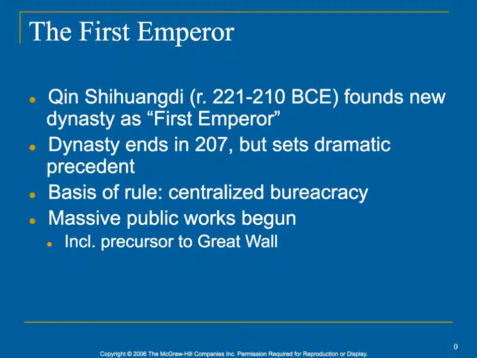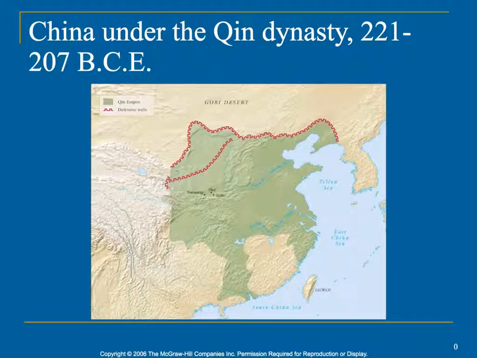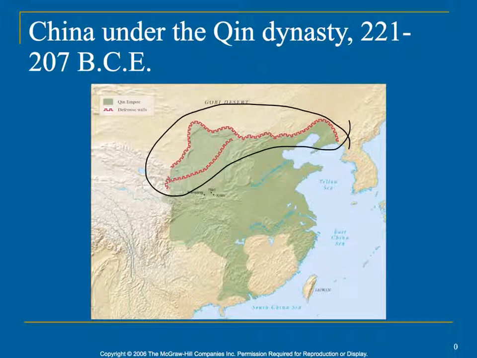The basic rule is centralized bureaucracy, and he starts massive public works programs. So he doesn't quite create the Great Wall of China, but he starts building this wall-ish structure along the border of China. Okay, and it's located in the northern part of China, as you can see right there. And this is basically his empire. Now, notice it doesn't include all of China, but it's most of China during this time period. So that's why it's considered the first dynasty.